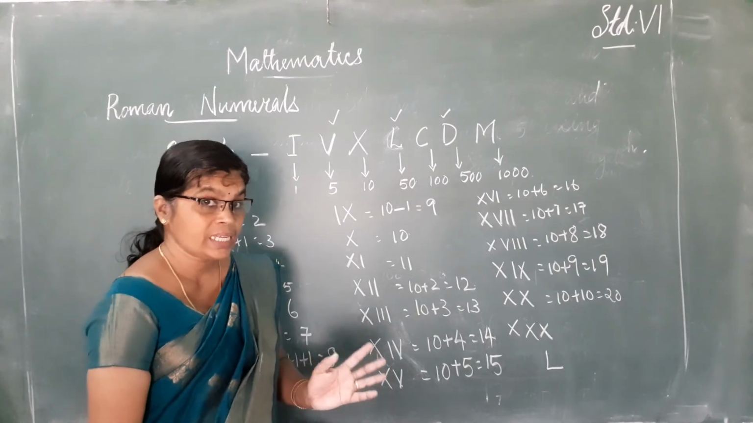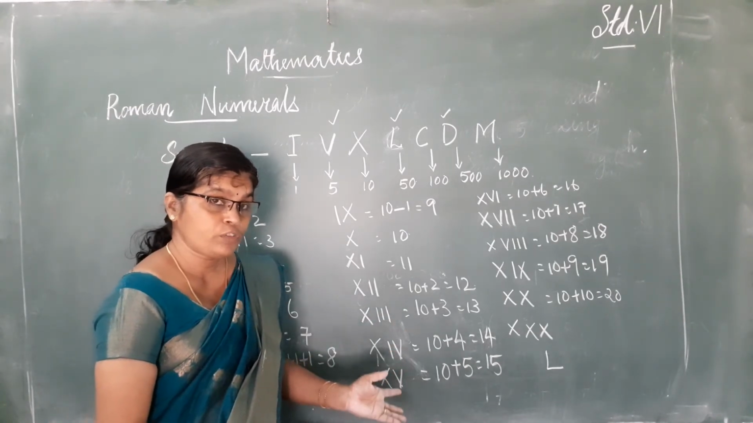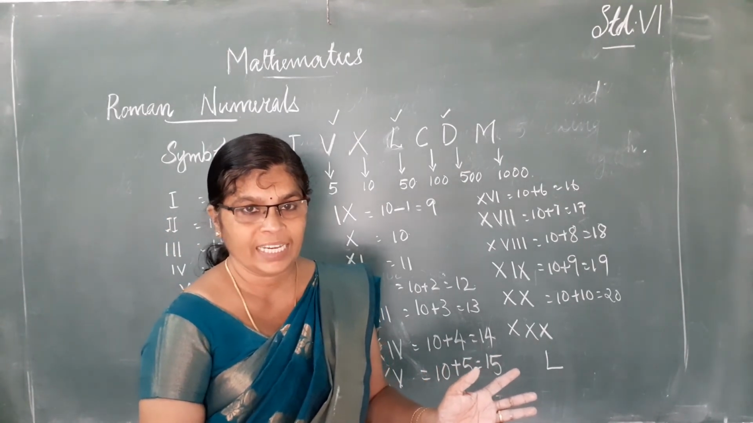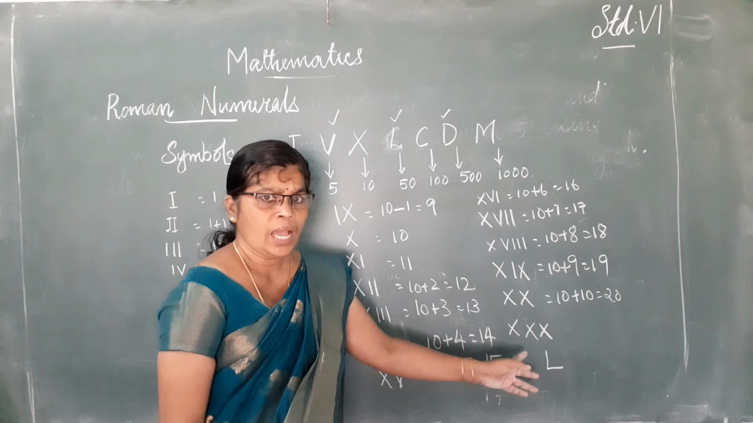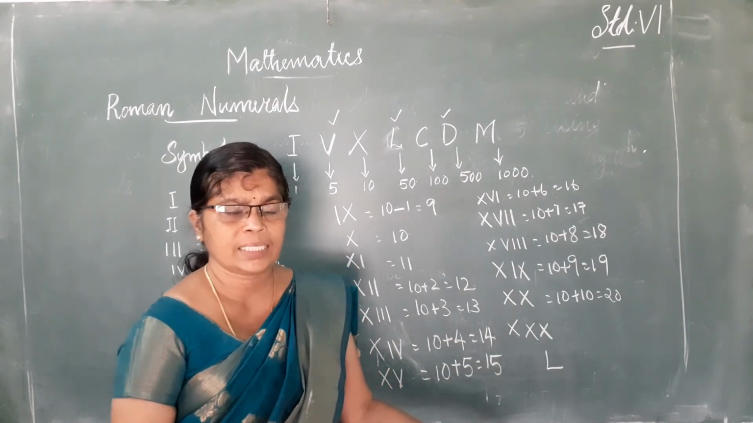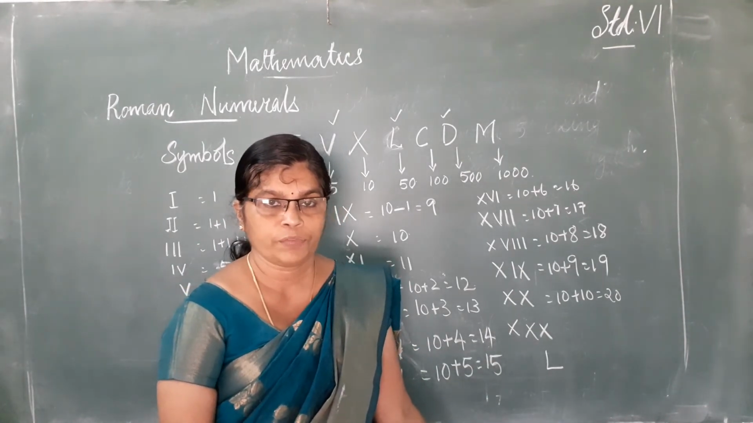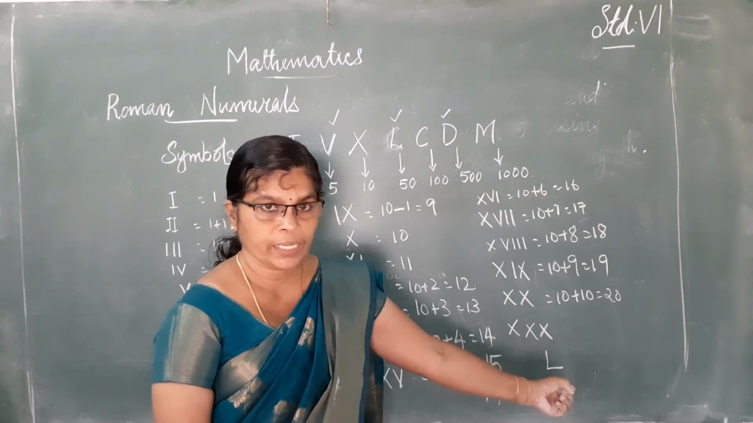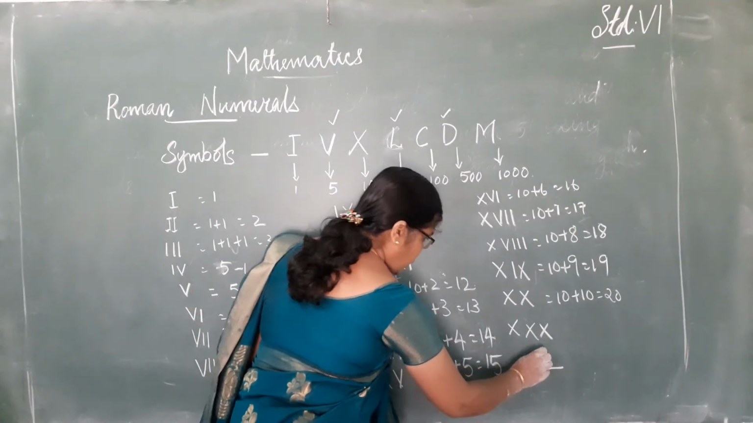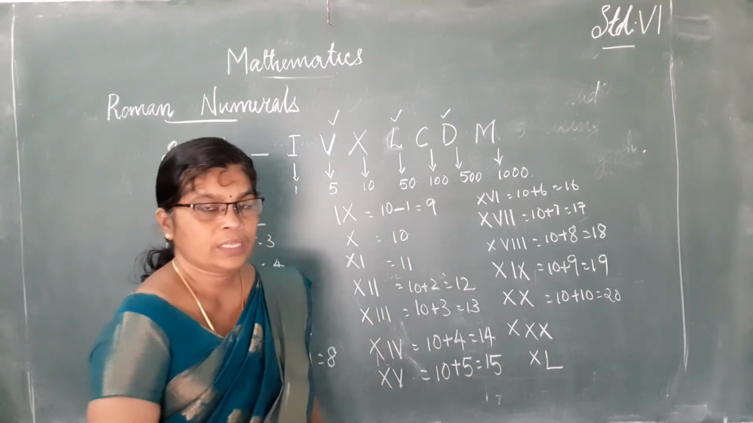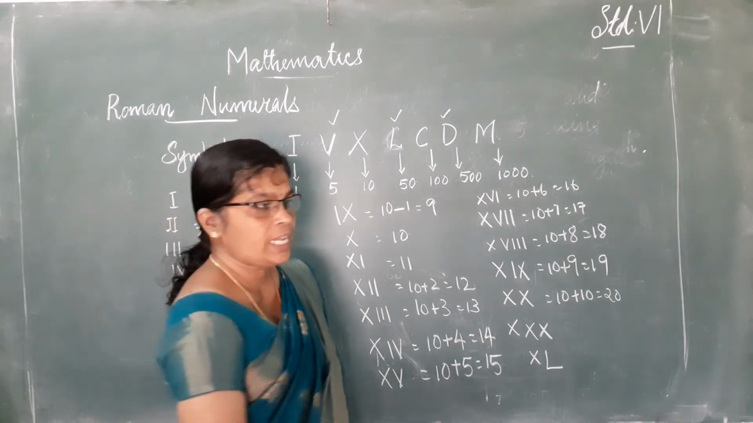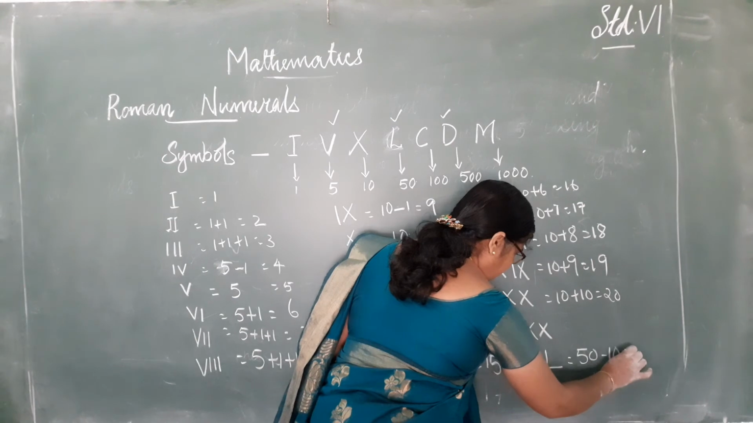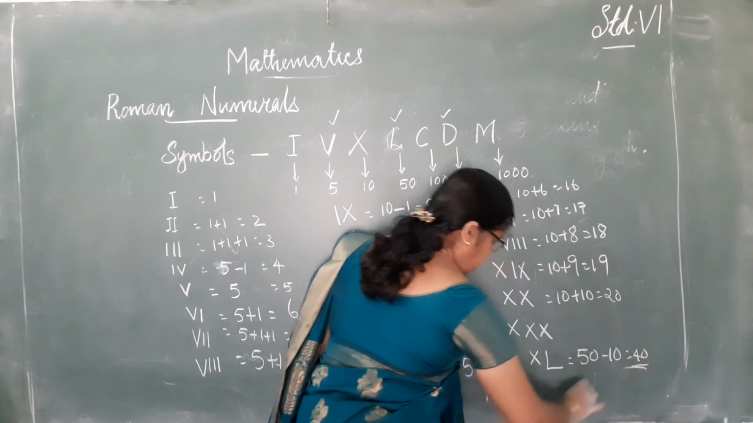So I and X can be written to the left of a greater value symbol. Isn't it? So L is a greater value symbol and X, of course, 10, can be written to the left of the greater symbol L. This is the symbol for 50. So we can write X here. So X gets subtracted from the number 50. 50 minus 10 we get 40. This is the way we have to write 40.